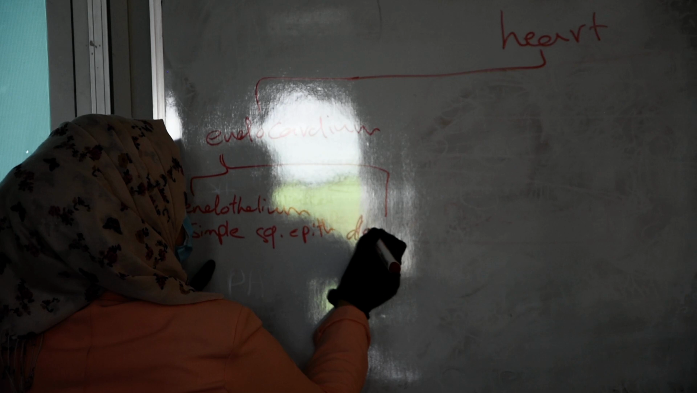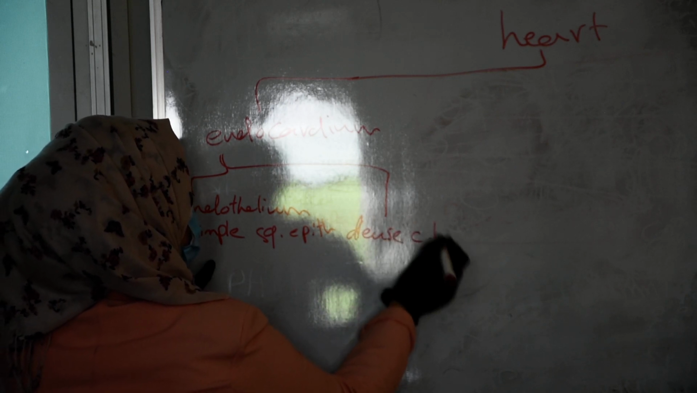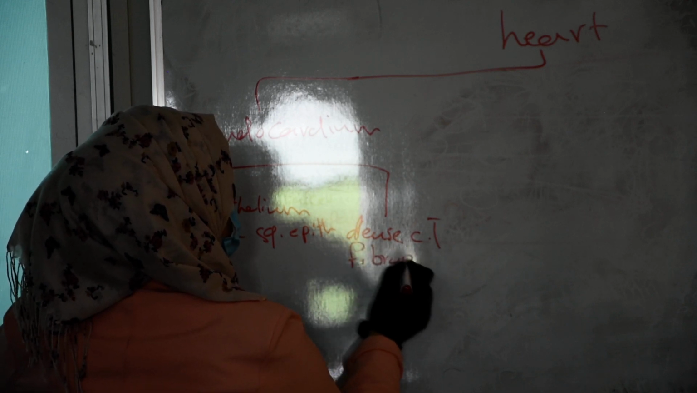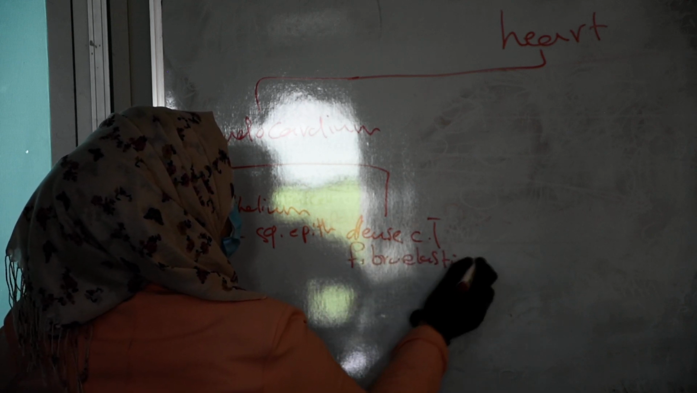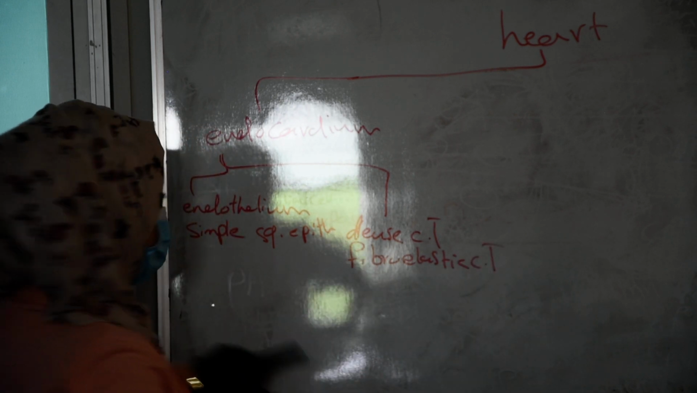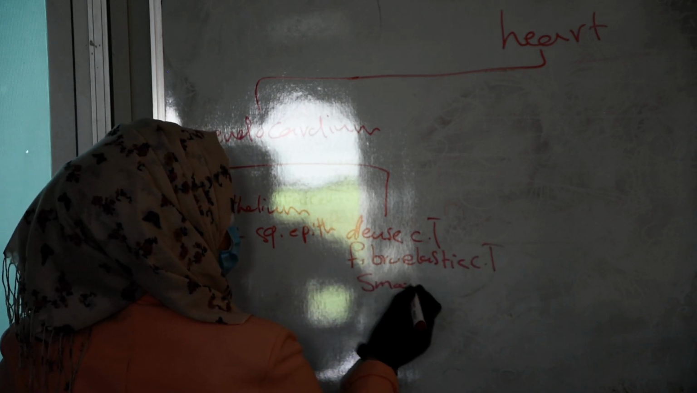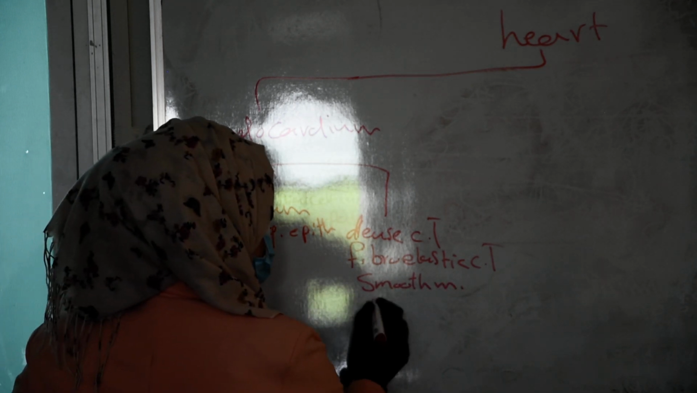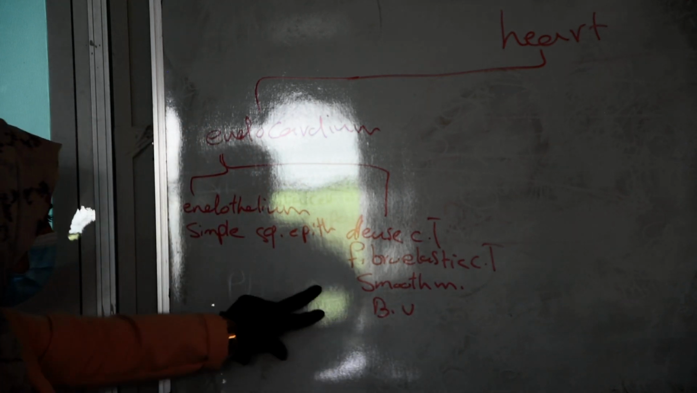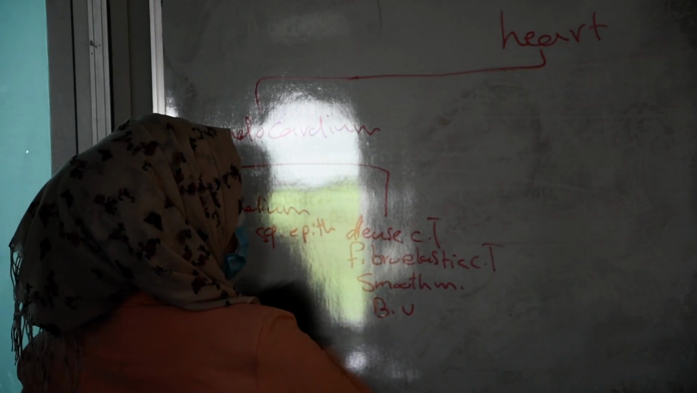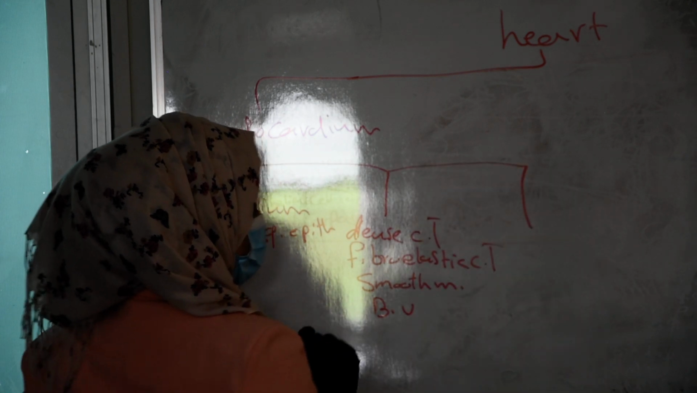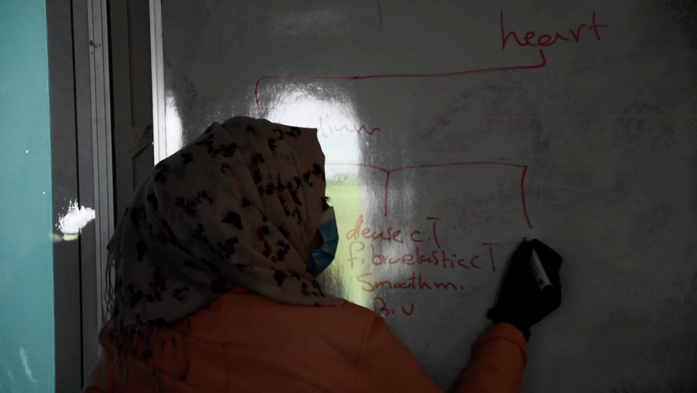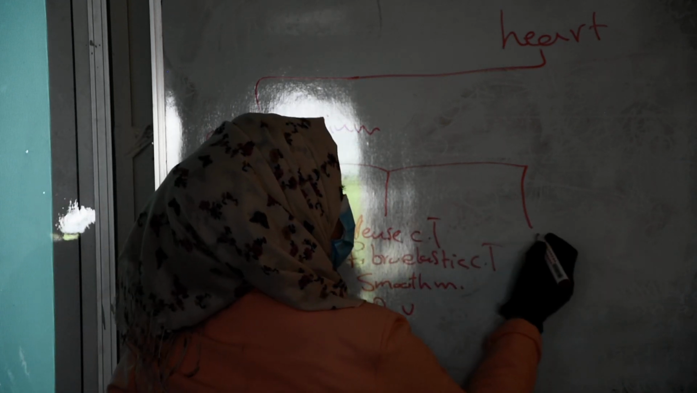type, dense connective tissue, also fibroelastic connective tissue. Also, we can find smooth muscle. Also, we can find blood vessels. Okay? And these two are underlined by a layer called subendothelium or subendocardium.